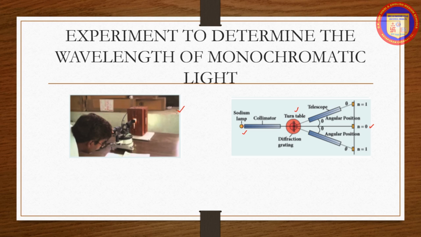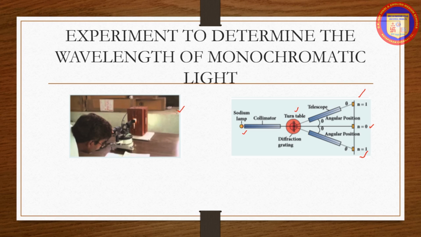The telescope is turned to one side until the first order diffraction image of the slit coincides with the vertical crosswire of the eyepiece. The reading of the position of the telescope is noted. Similarly, the first order diffraction image on the other side is made to coincide and the reading is also noted. The difference between the two positions gives 2 theta. Half of its value will be given as your diffracted angle for the first order maximum.